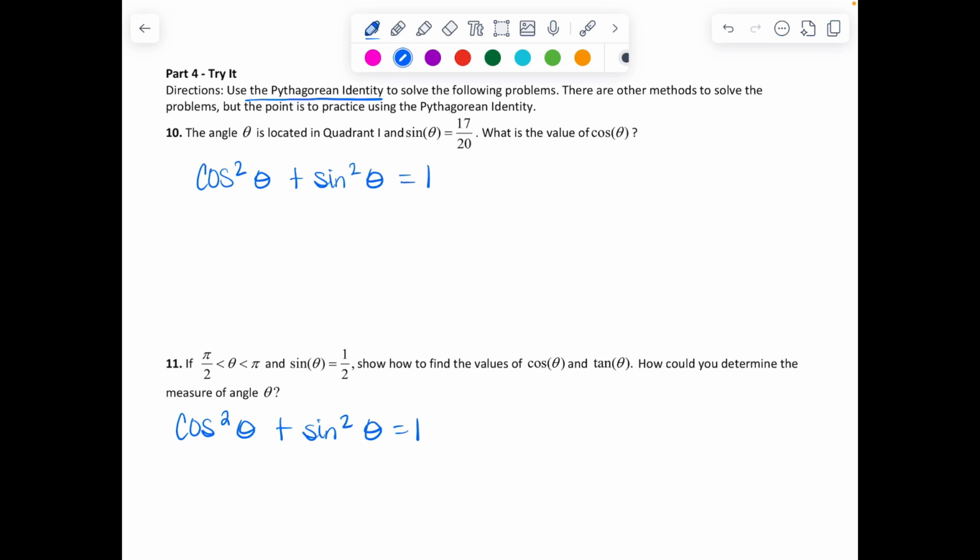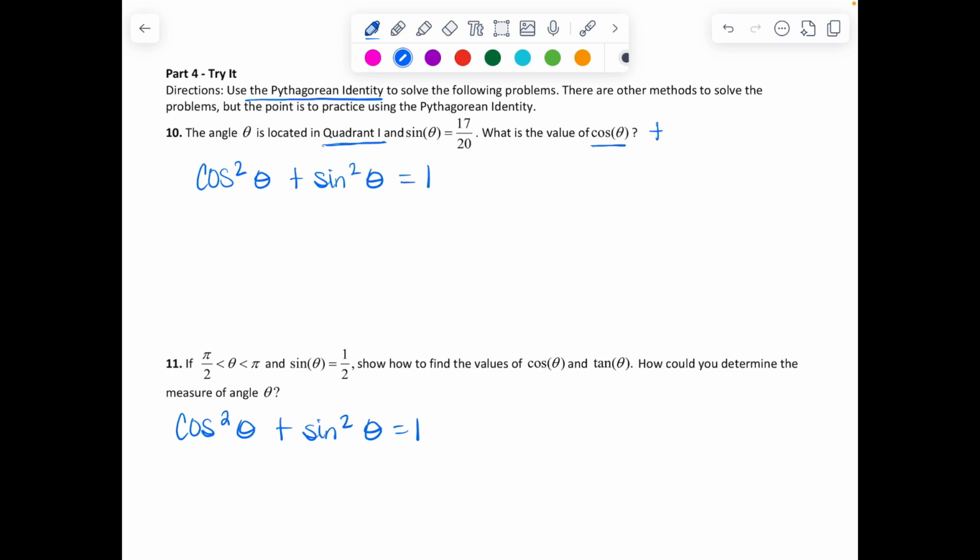And number 10 asks you to use this Pythagorean identity. There are other ways to solve this, but we're using this method so we can understand the Pythagorean identity. It tells you that angle theta is located in quadrant 1. So we know that all of our functions in quadrant 1 are positive. So if we're looking for cosine, it's going to be a positive value. So that's something we already know.